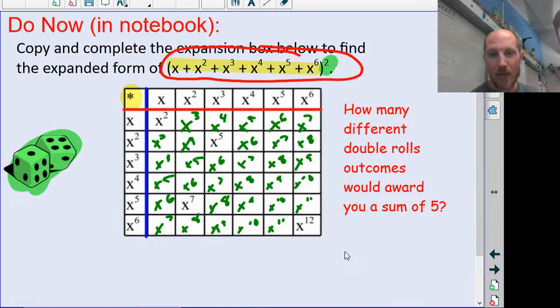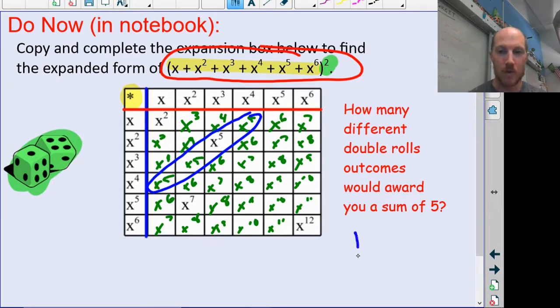Follow-up question: how many of these different double roll combinations would award you a sum of 5 on the dice? Could be a 1 and a 4, like in the little picture over here, but anything that adds to 5. How many different ways? Well, anything that's got a sum of 5 is going to have that exponent of 5. So there are 4 outcomes that give us a sum of 5.